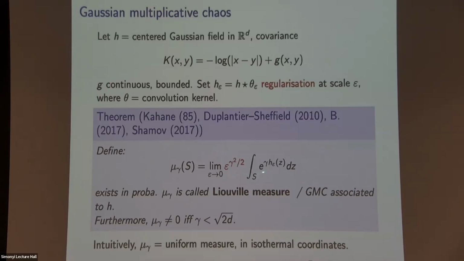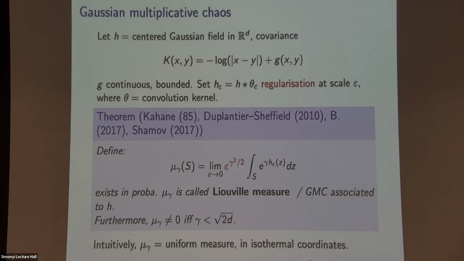Which tries to define the volume measure. So you remember we want to exponentiate, we want to view the exponential of gamma times the Gaussian free field as a density with respect to the Lebesgue measure. And that's roughly what we do, except that we have to normalize it correctly and take a limit as epsilon tends to 0. And the theorem is that this limit exists in probability. You get a measure called Liouville measure, the Gaussian multiplicative chaos associated to this field h. And furthermore, this measure is non-zero if gamma is between 0 and square root of 2d. And intuitively, you can think of this measure as being the uniform measure, but viewed in isothermal coordinates.